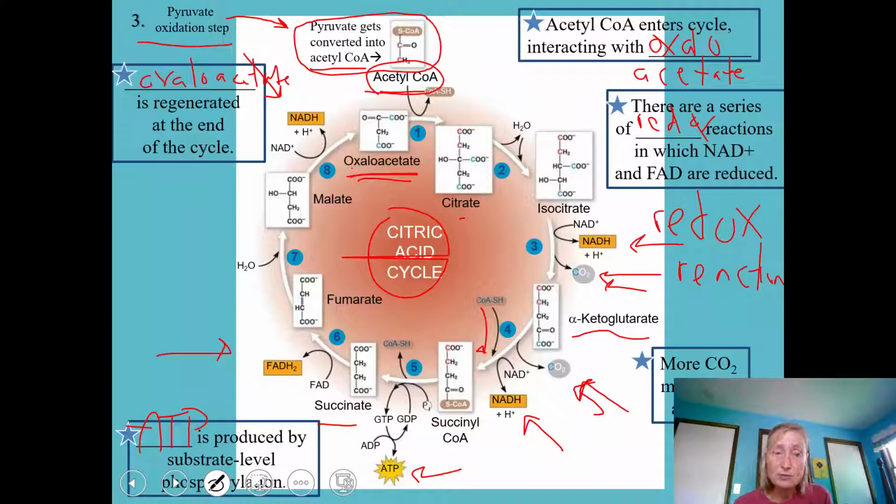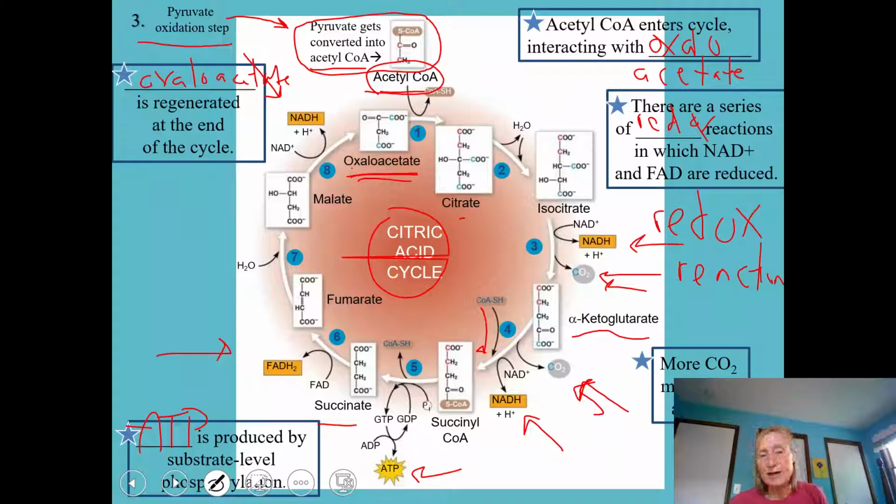Step 6 is another redox reaction. In this reaction, succinate is oxidized to fumarate. It loses hydrogens and their associated electrons. FAD picks up those electrons and two protons and becomes FADH2. It's reduced to FADH2. Yay! We've made another little shuttler of high-energy electrons.